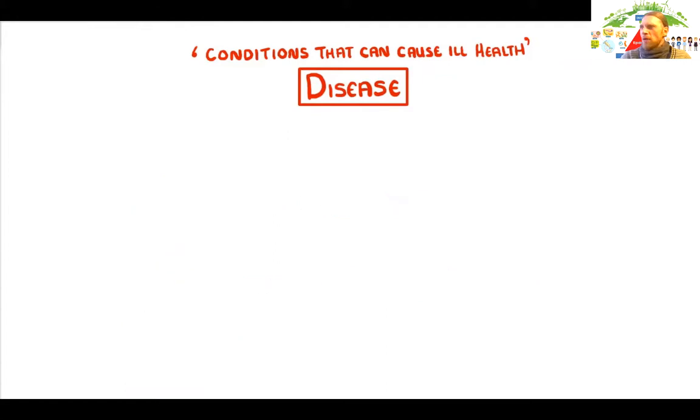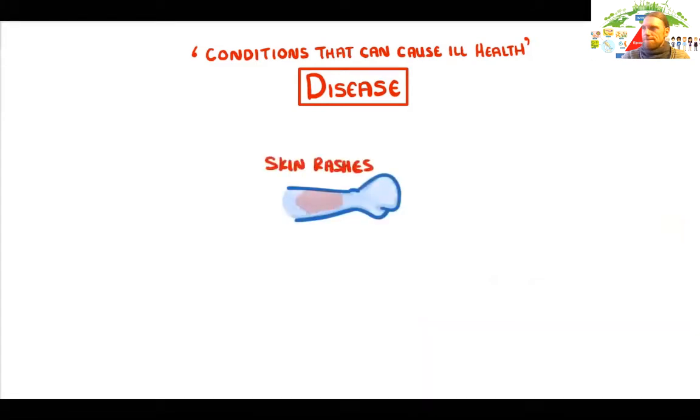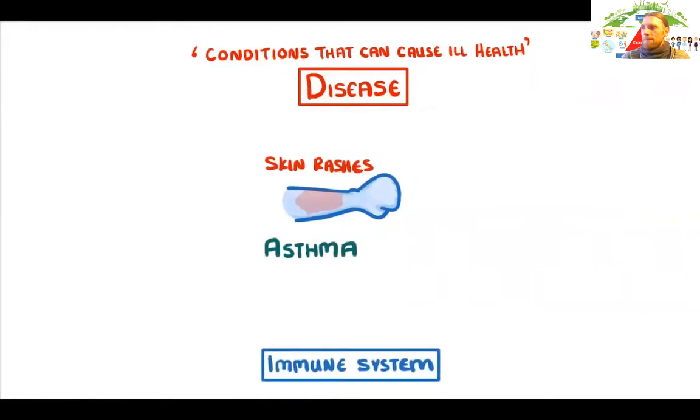Sometimes though, it's the human body itself which is at fault. For example, skin rashes and asthma are often due to the body's own immune system overreacting to a pathogen. Our body basically tries so hard to get rid of the pathogen that it ends up damaging our own tissues in the process.